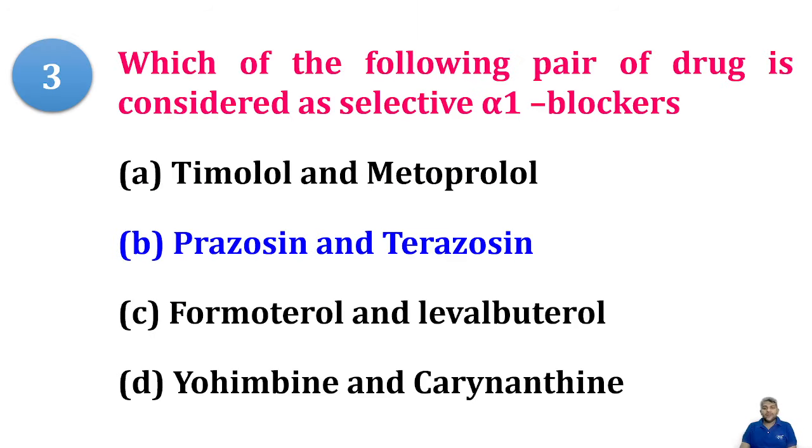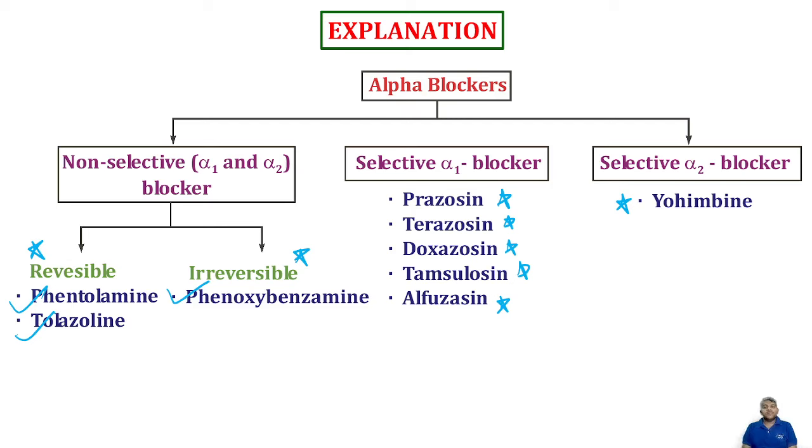Prazosin and terazosin are basically used in BPH, that is benign hypertrophy of prostate, and are only recommended for patients who have hypertension along with their BPH, in which the size of the prostate gland increases. Yohimbine is the most important one, as it is a selective alpha 2 blocker.